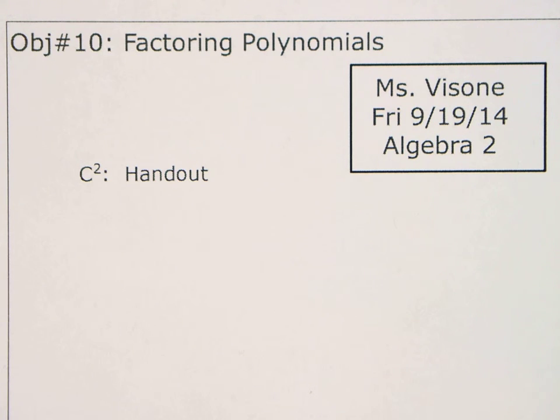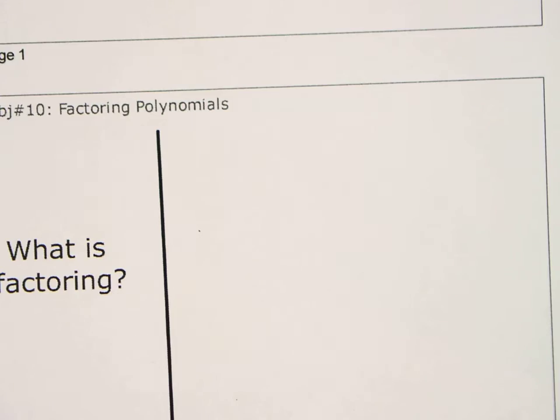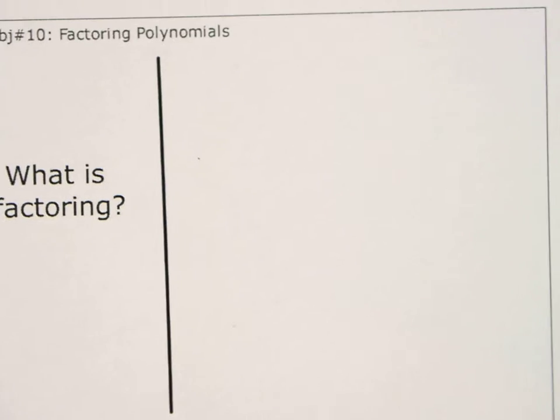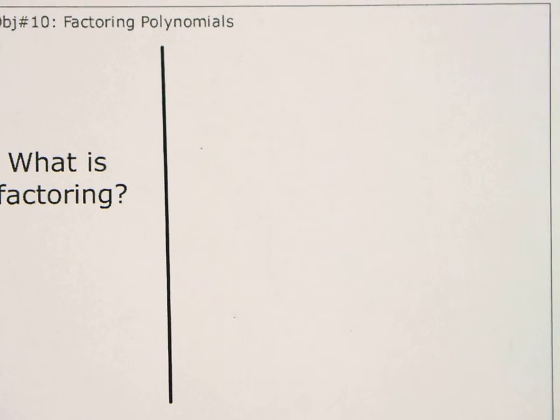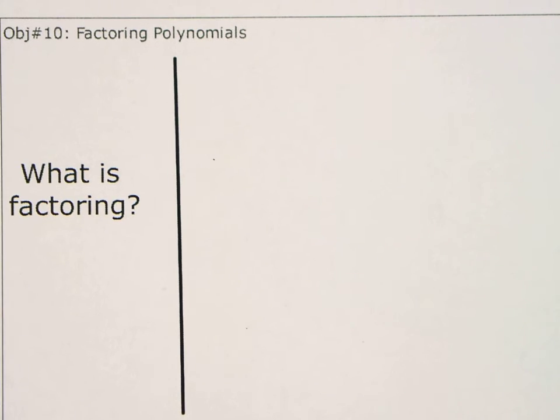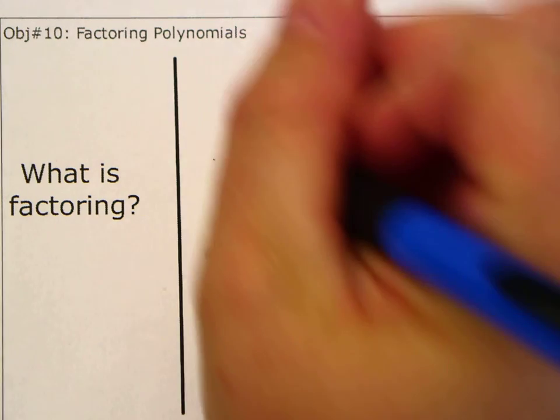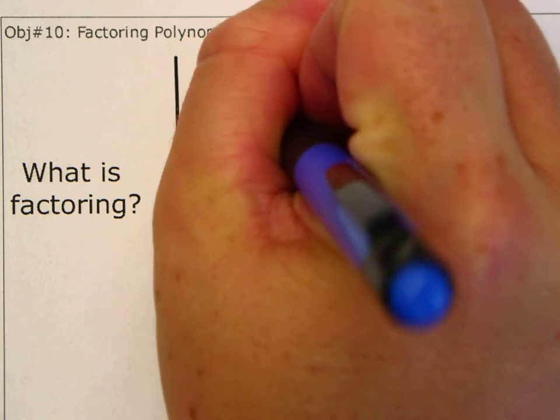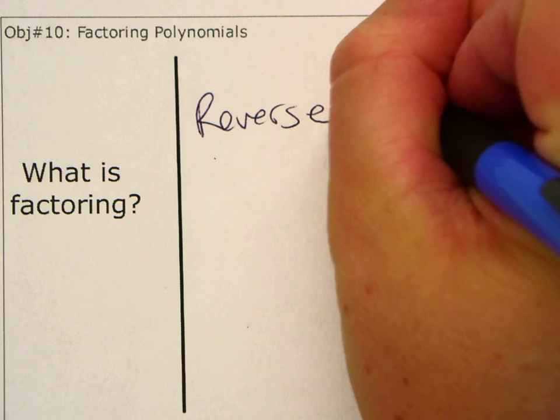All right, so let's start with what is factoring. Notice we are going over this every day. If you don't know what this is, that's a problem. You need to know what the directions are if you're going to be able to solve a problem. All right, so factoring is reverse or inverse distributive property.